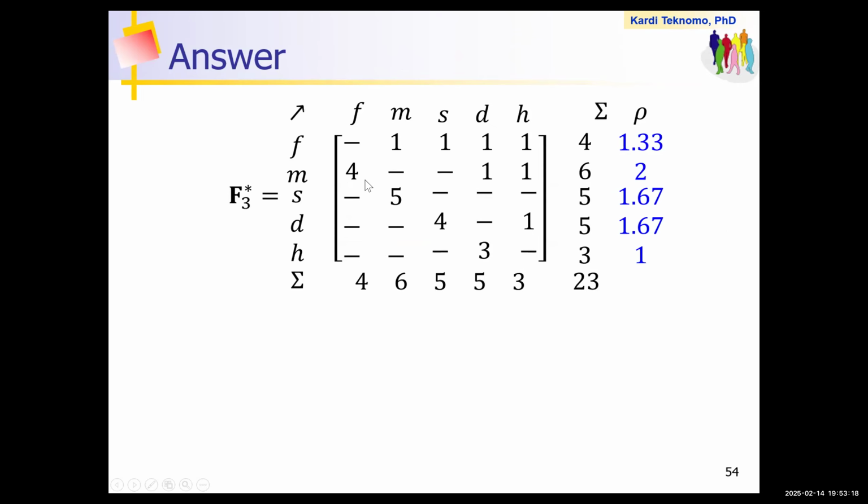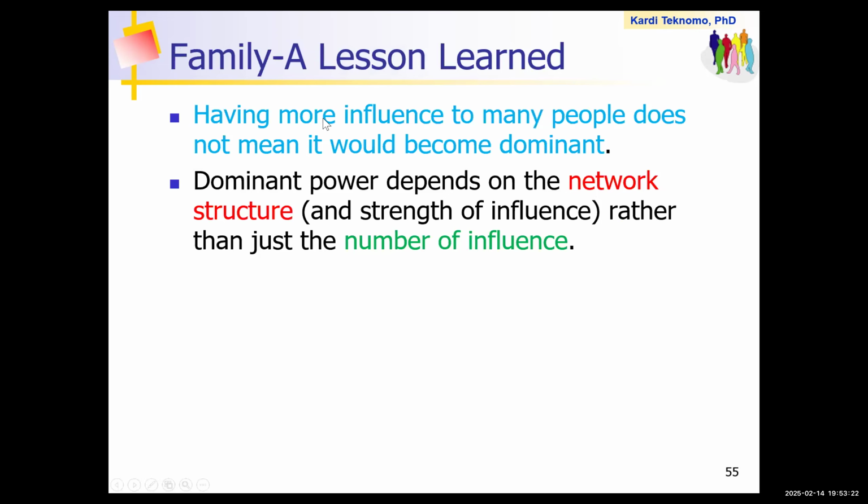Is it clear? So what's the lesson? Having more influence over many people does not mean that you will become dominant, because dominant power depends on the network structure and the strength of influence rather than just the number of influences. This is where social media gets it wrong until today. They count based on the number of influences, not the structural influence.